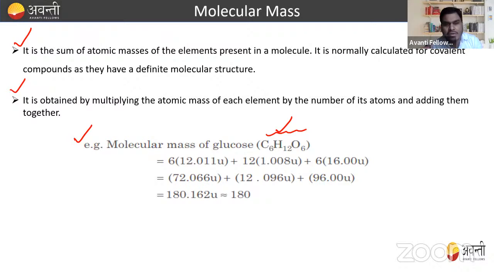So, for example, we have to calculate the molecular mass of glucose. This is C6H12O6. We can calculate it as 6 multiplied by the atomic mass of carbon, that is 12, then 12 multiplied by the atomic mass of hydrogen, and then 6 multiplied by the atomic mass of oxygen. We can calculate the molecular mass of glucose like this, and it comes out to be 180. So this is how we can calculate molecular masses.